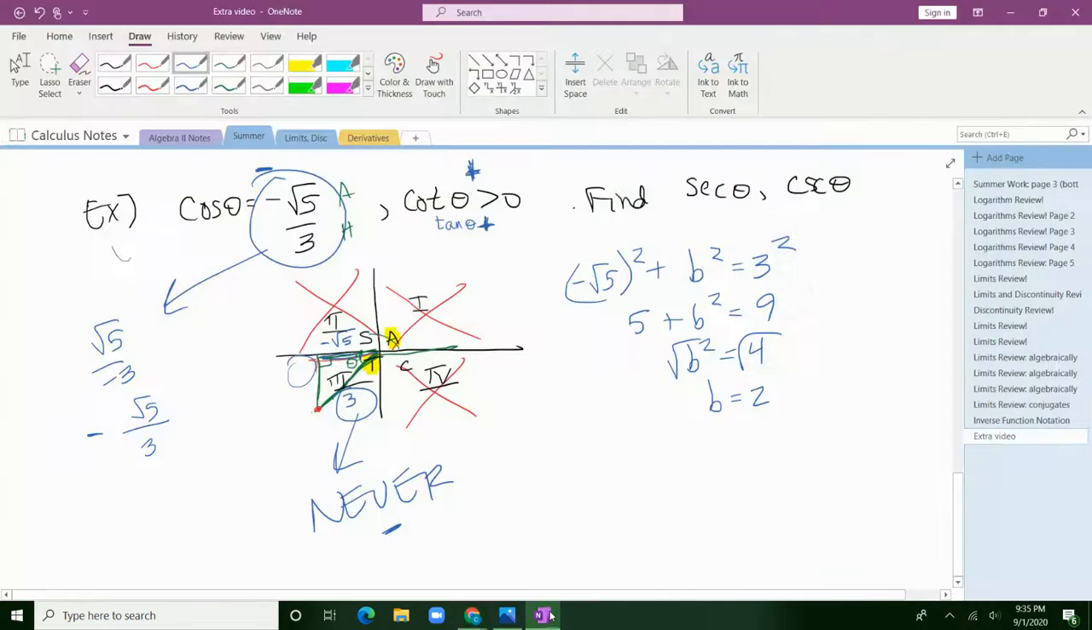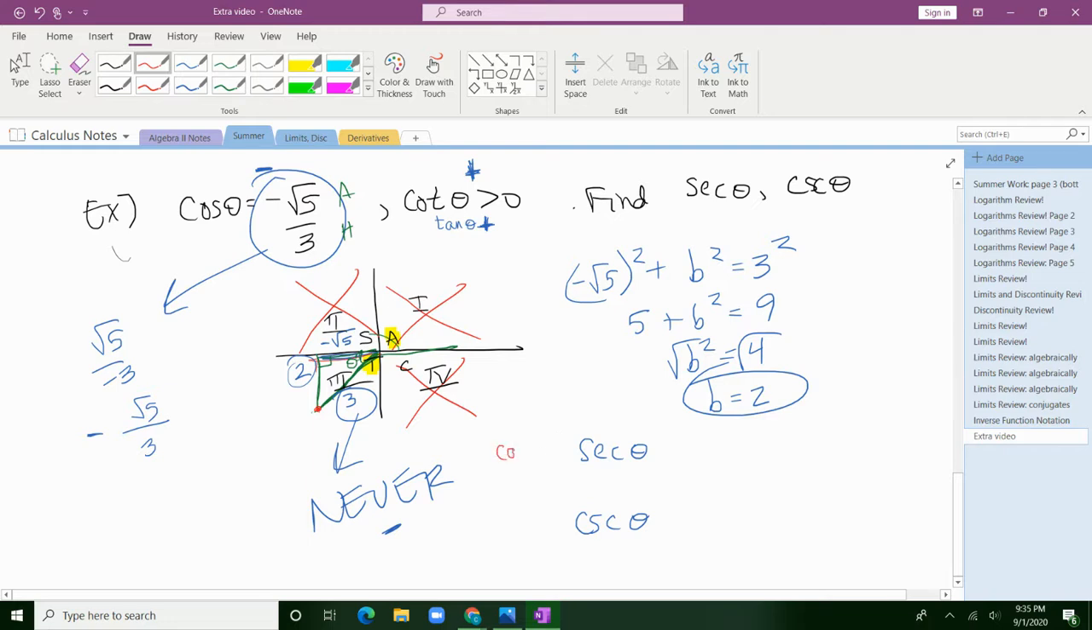Yeah, okay, sorry. I found B. B is 2. So I'm going to put 2 right here. And I need secant and I need cosecant. All right, secant and cosecant are the ones that people aren't most comfortable with. They like SOHCAHTOA, they don't like the reciprocals as much.